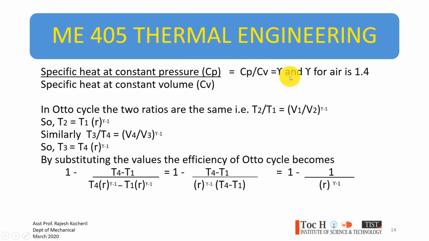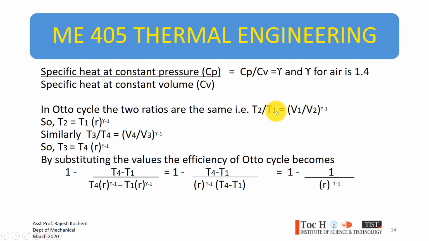Now, as I discussed, Cp by Cv is gamma, and gamma for air is 1.4. In the Otto cycle, two ratios are the same, that is the temperature ratio and the volume ratio. Therefore, for doing the numerical, we can say that T2 by T1, that's the temperature at point 2 divided by the temperature at point 1, is V1 by V2 raised to gamma minus 1, and the value of gamma is known to us, it is 1.4. From this, T2 by T1 equals (V1 by V2) to the power gamma minus 1, we can find out the value of T2.